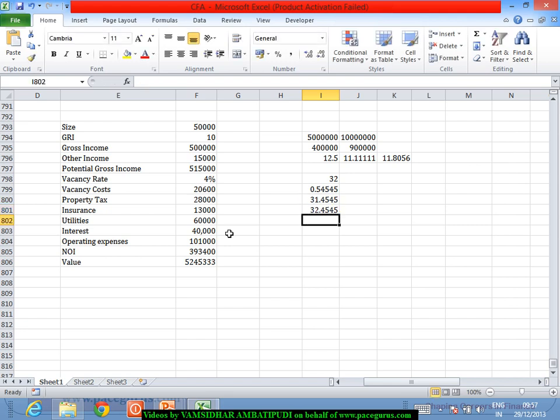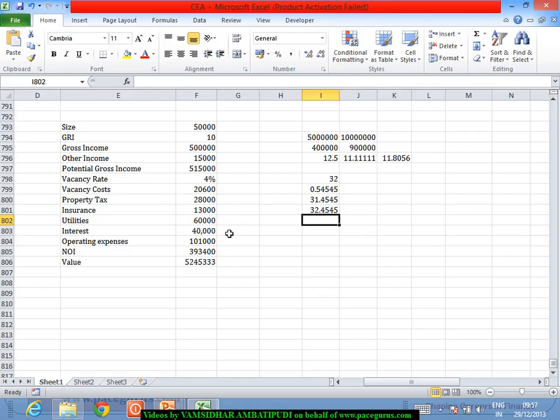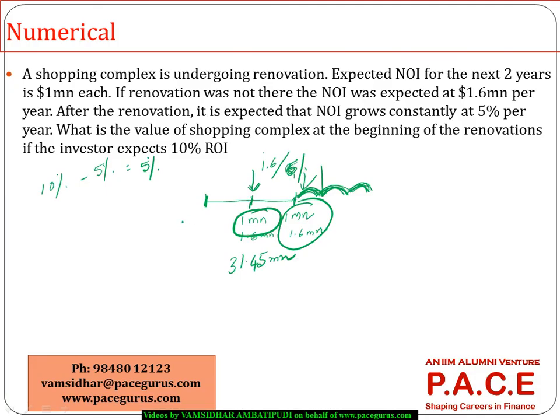So as of next year, along with the 1 million revenue which I am going to get, this is going to be 32.45 million, and I can discount this to the present value by dividing it by 1.1, saying the current worth of the property is 29.5 million.